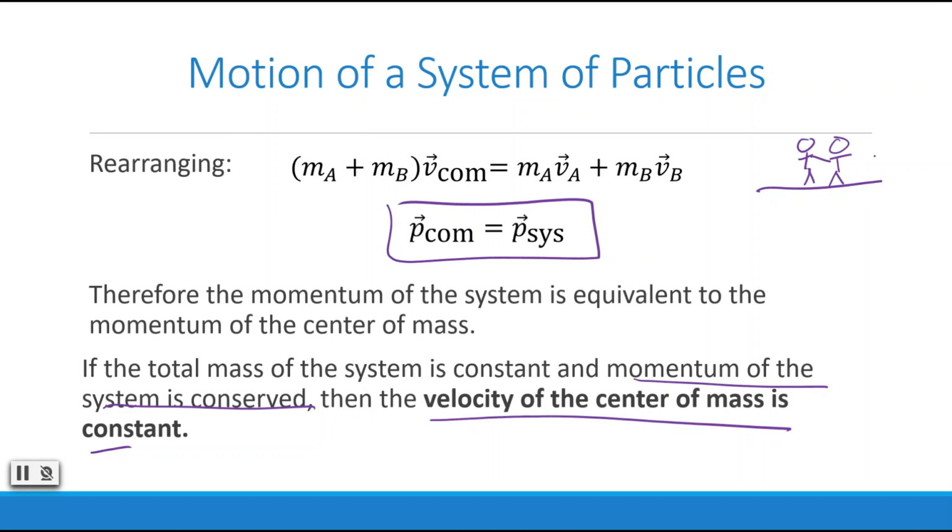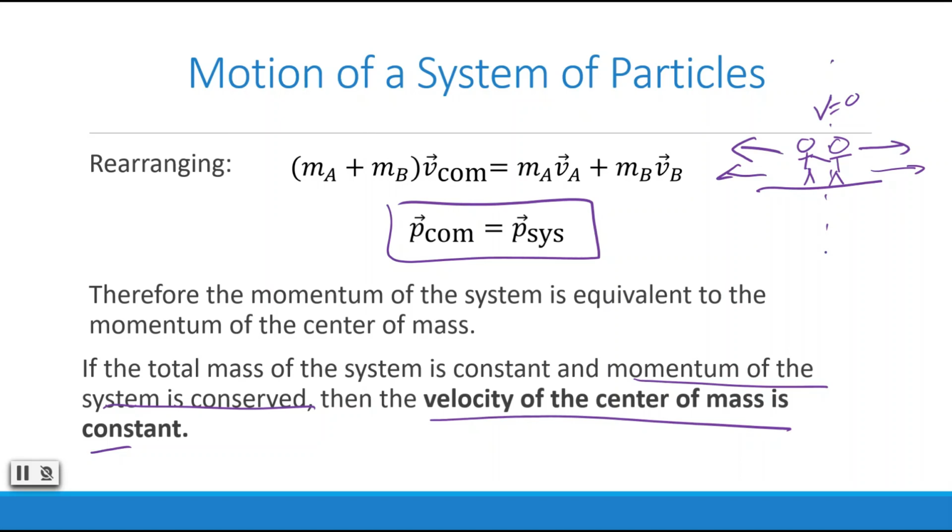And they push off of each other so that one goes this way and the other one goes the other way. Their initial velocity is 0. That is the velocity of the system. That's also the velocity of their center of mass. So what happens as the one object goes one way and the other person goes the other way, the velocity of their center of mass is 0 at the start.